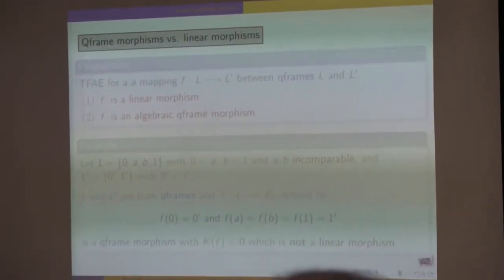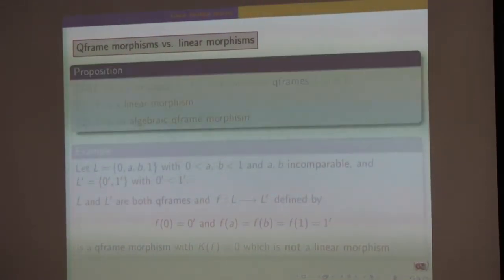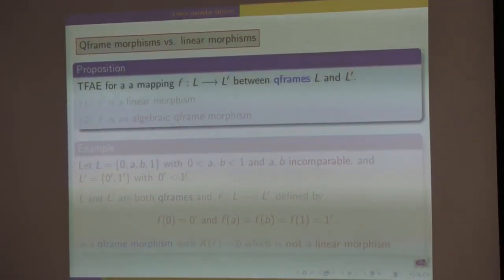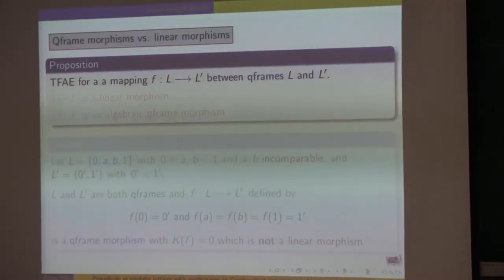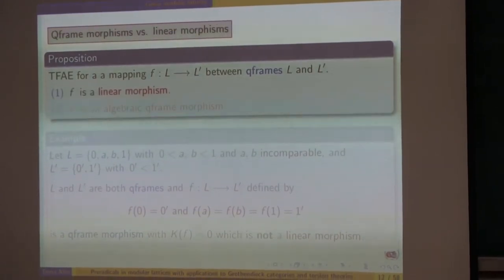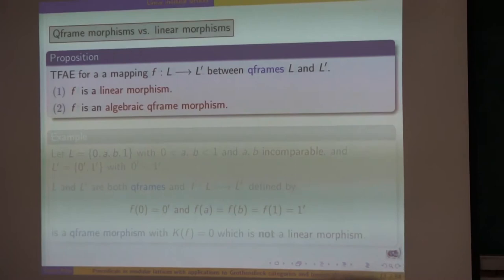Okay, now for a two-frame morphism, you have the following result. The following are simple arguments for a mapping between two frames: F is a linear morphism, and F is an algebraic two-frame morphism.